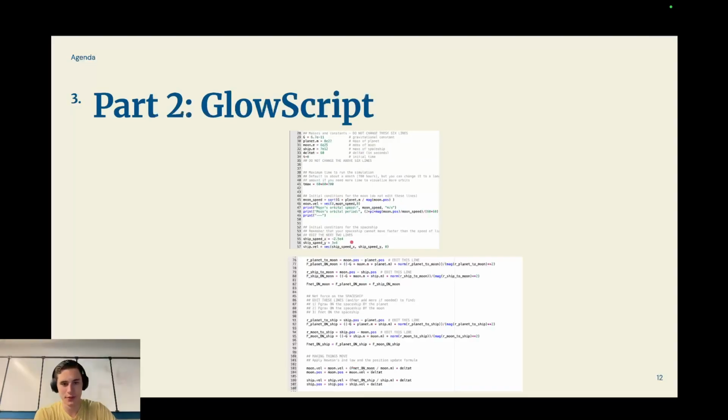And then for part two on the GlowScript, here are all of our initial conditions right here. Then we have moon speed and moon velocity, which were given to us. And then we do all these calculations with the position update formula and the velocity update formula to find all these FNet values. And then we can update the moon velocity and the ship velocity.